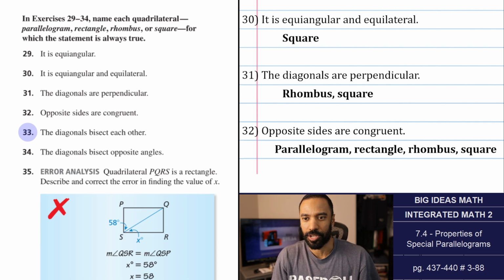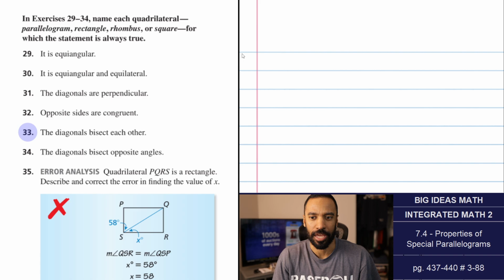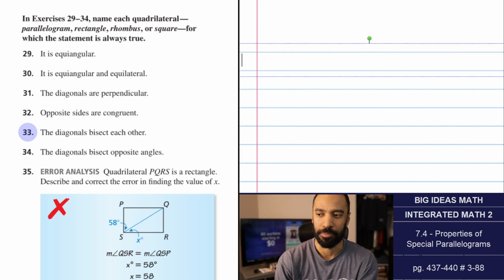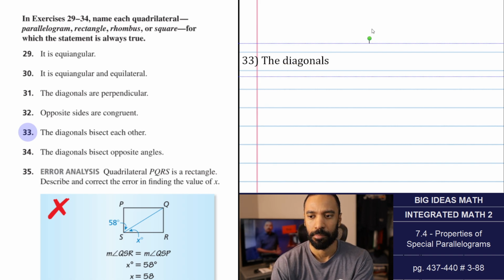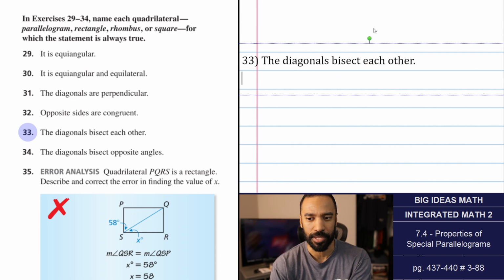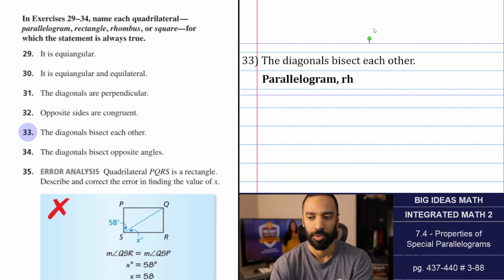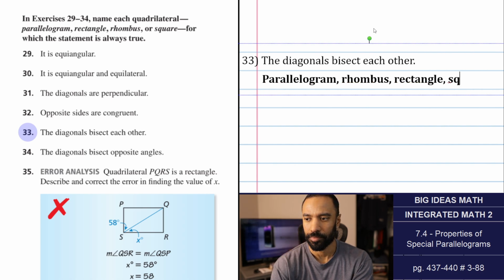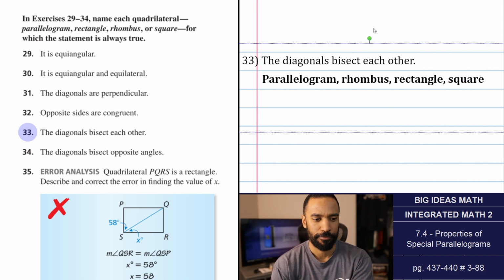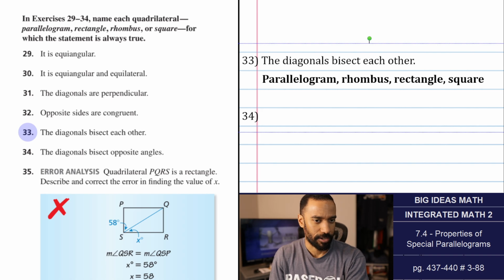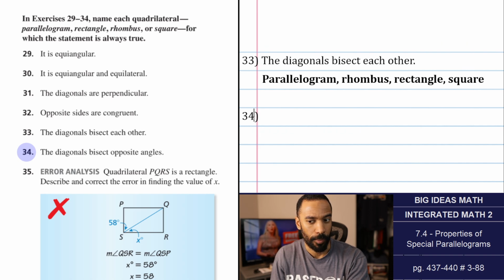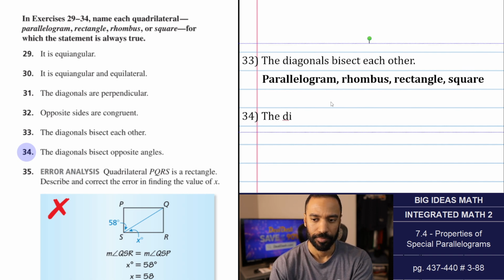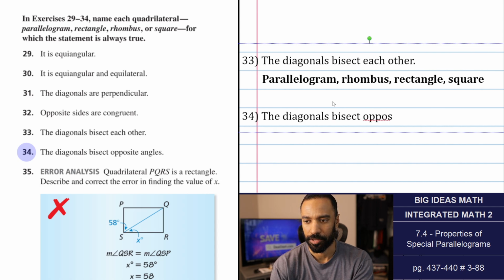The diagonals bisect each other. Also a true property of a parallelogram, therefore all the others. Right? I believe that should be working out just fine. Number 33. The diagonals bisect each other. I like that I can type these. Parallelogram, rhombus, rectangle, and square. And then number 34, the diagonals bisect opposite angles. Well, not a parallelogram, as in always, no. The diagonals bisect opposite angles.